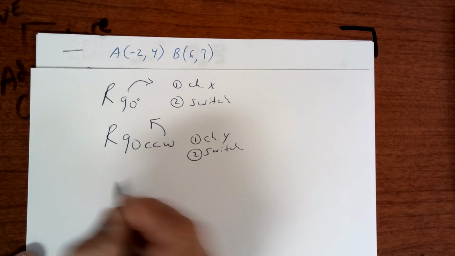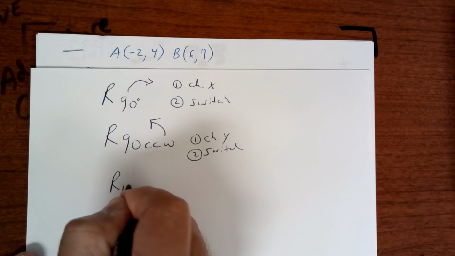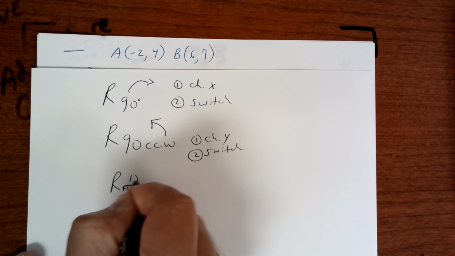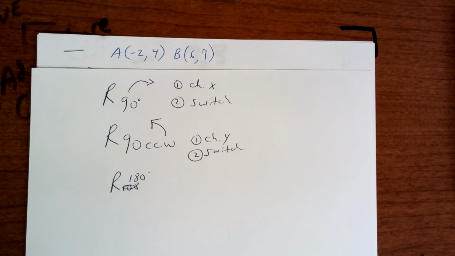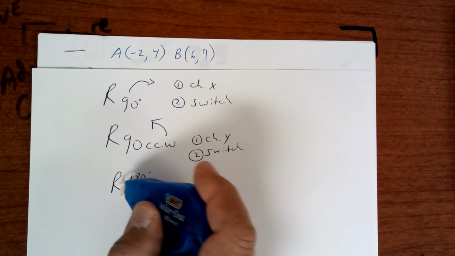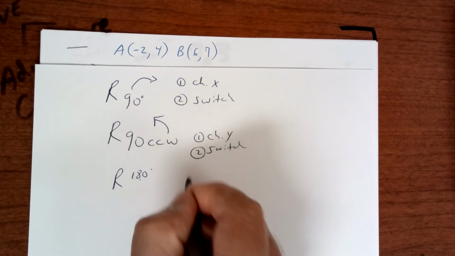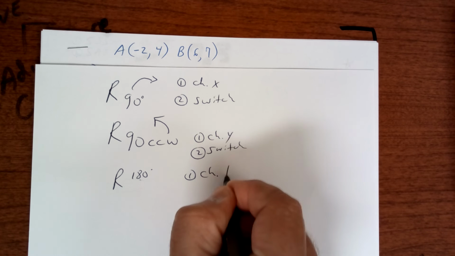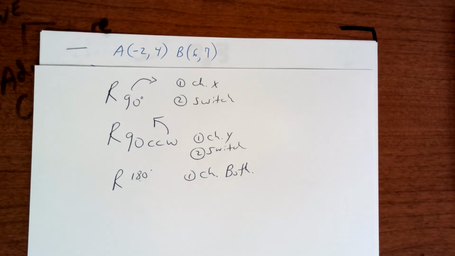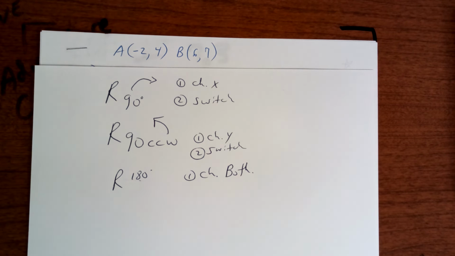And number 3, rotate 180 degrees. You're going to change both of them, but don't switch it. So the only thing you do here is change both. Okay? So when you discuss with your neighbor, see if they know these 3 rules. If they do not, make sure you encourage them to learn it to get ready for the EOC.